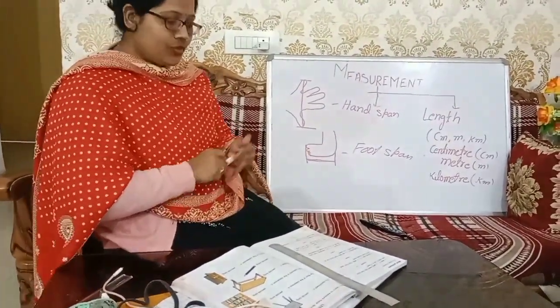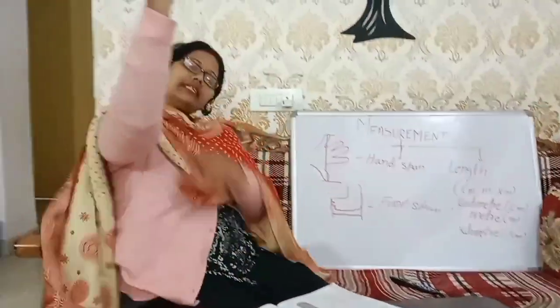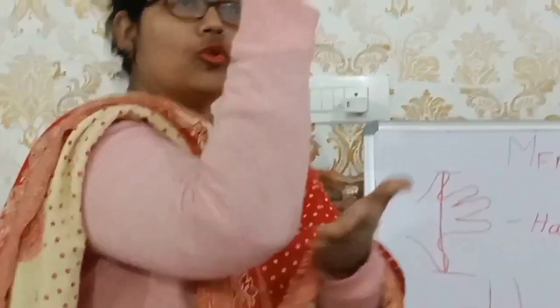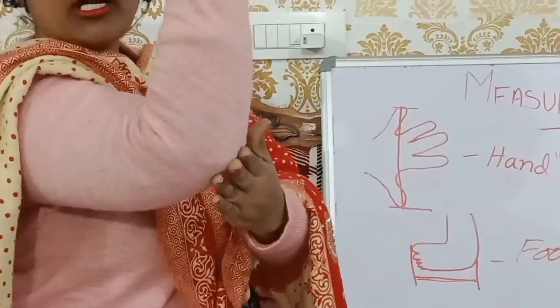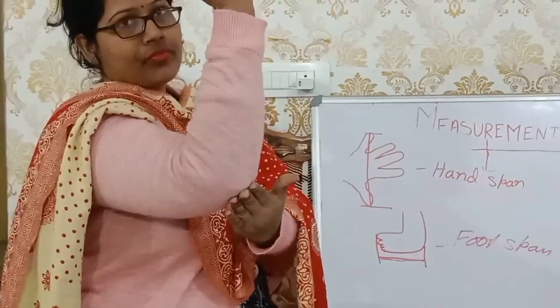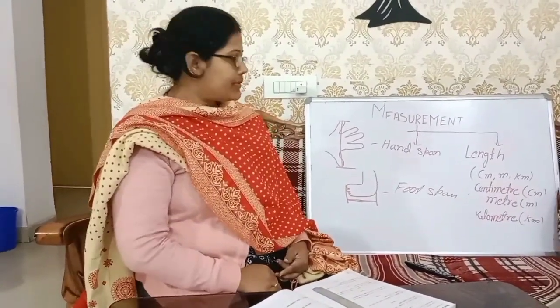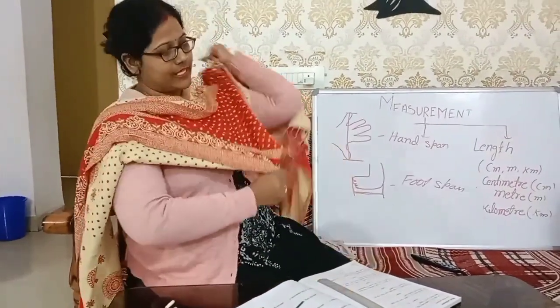And further they use cubit. What is a cubit? Look here, cubit is the length from the elbow to the tip of the finger. This length from elbow to the tip of the finger is called 1 cubit. So बहुत पहले या आज भी people use these different units for measuring different lengths.